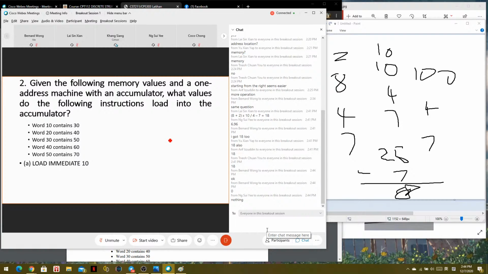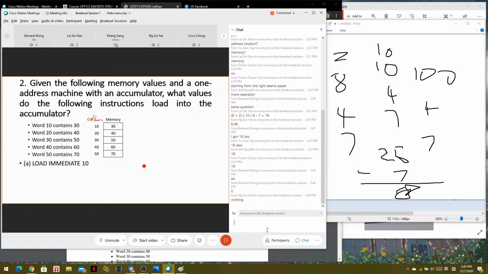Okay, so let's go to question 3. I think it's quite easy. Just make sure that whenever it's a drawing like that, I always try to draw something like this. So this is your memory. Then you have the address, the word address. Remember the one that we did. So this is the value inside that address.